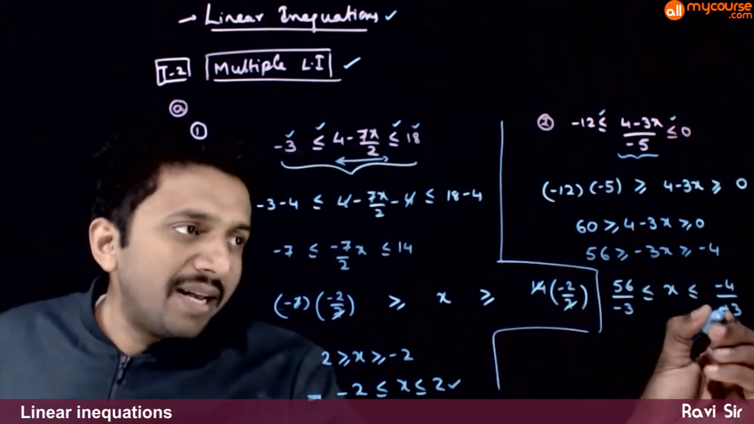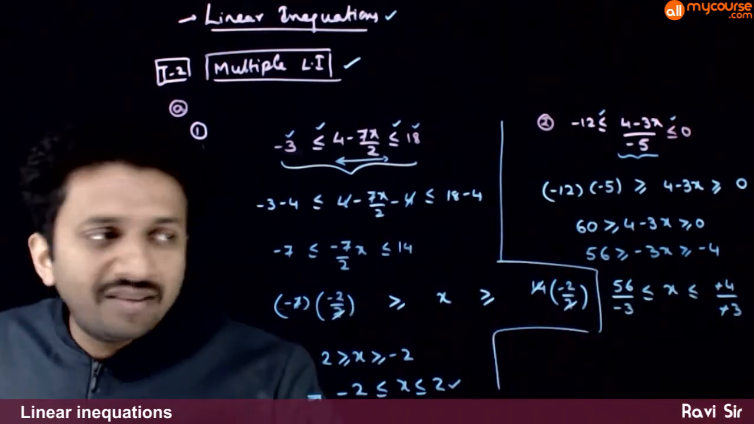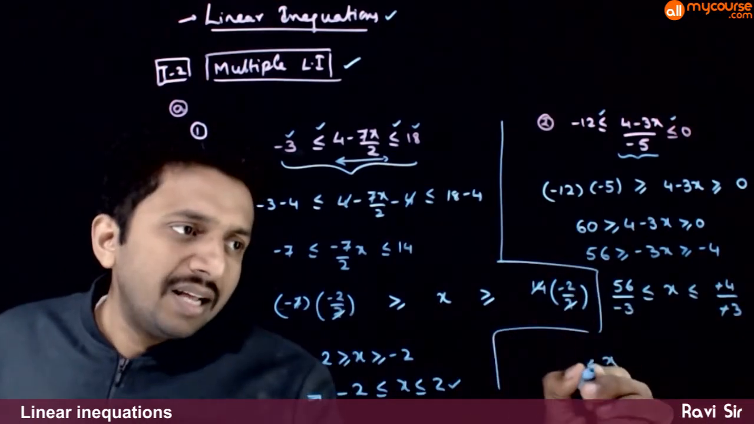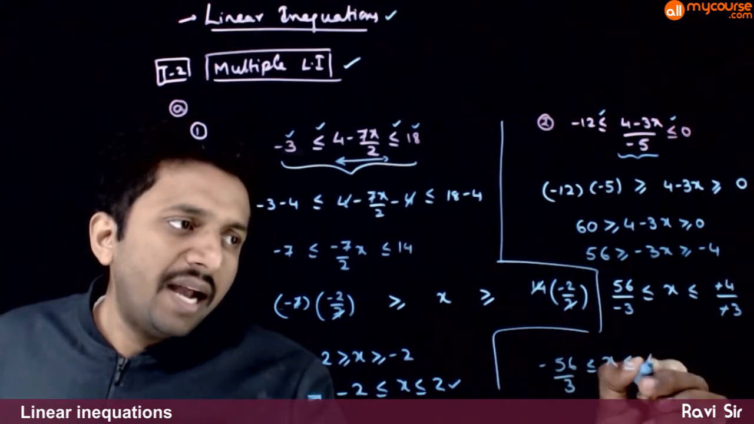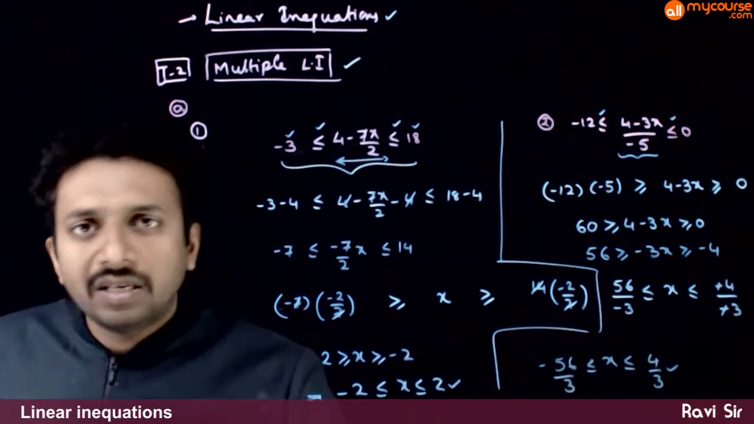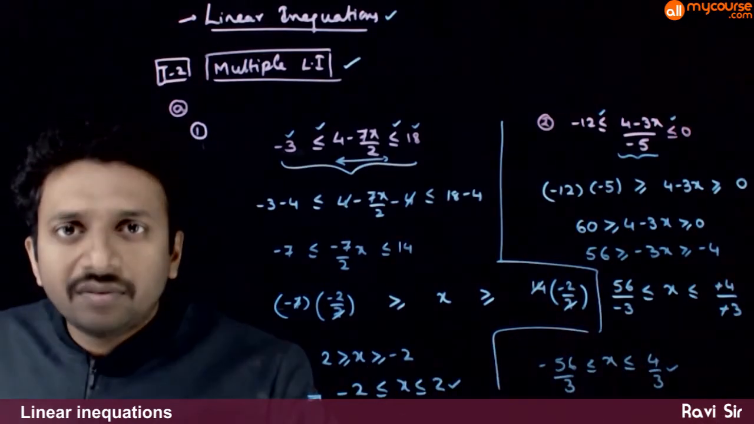Right? So minus 4 by minus 3 becomes 4 by 3. So x lies between minus 56 by 3 and 4 by 3. So that is the answer to this question.